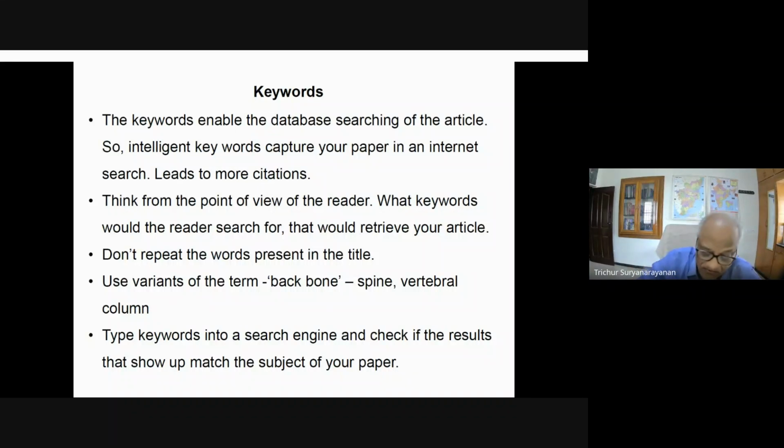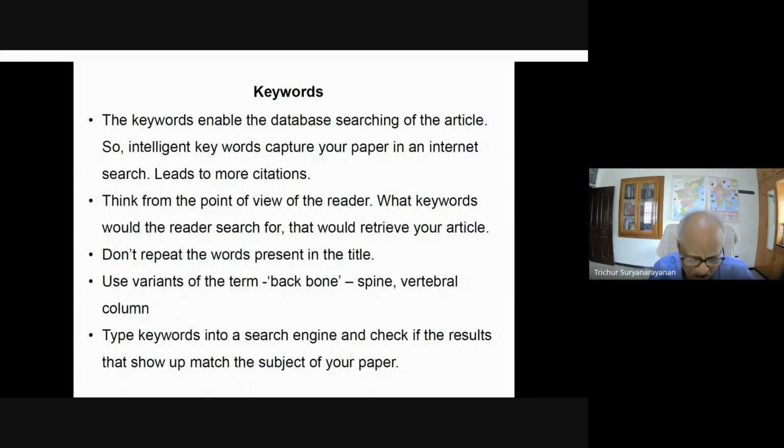Keywords, we always add keywords. The keywords have become very important, especially in the light of the search engines. So the keywords make the database search of the article very easy. You should use intelligent keywords which will capture your paper in an internet search. That leads to more citations of your paper.